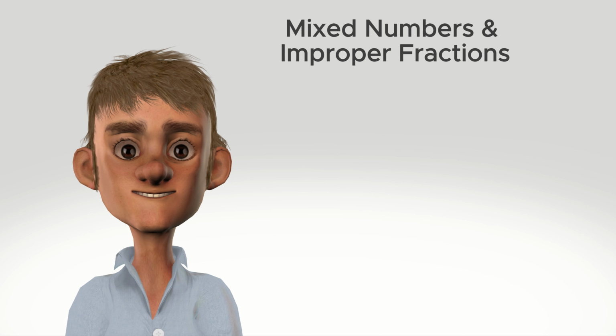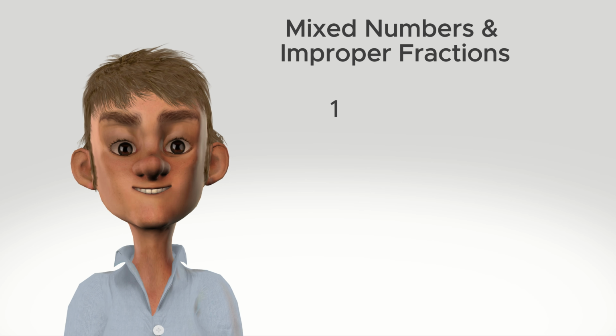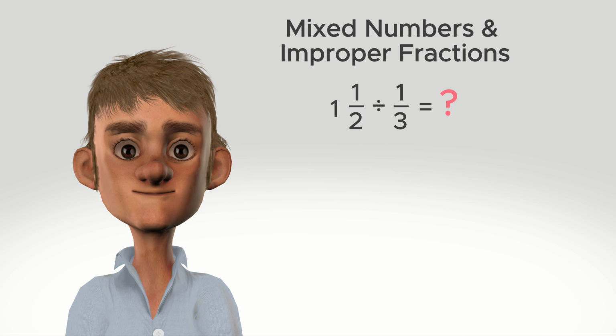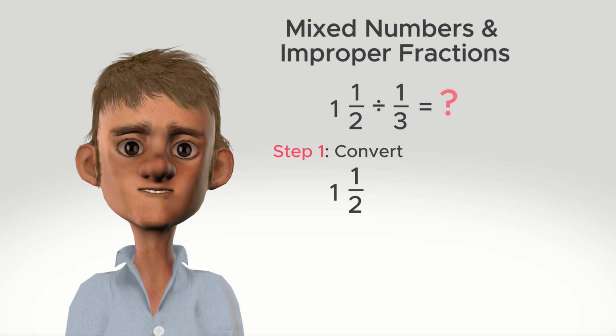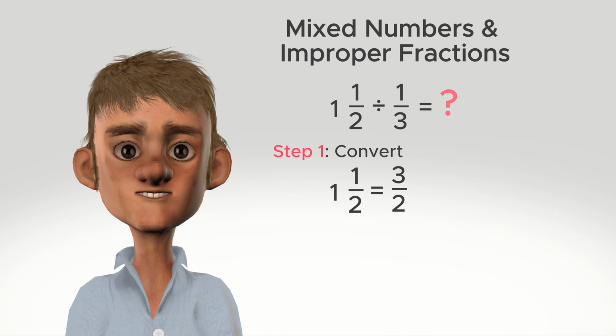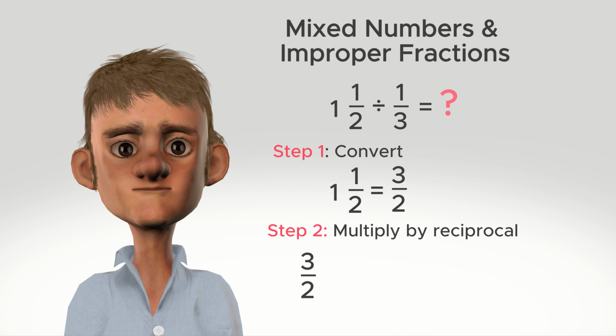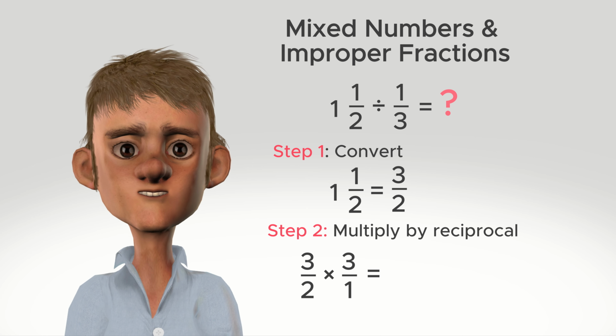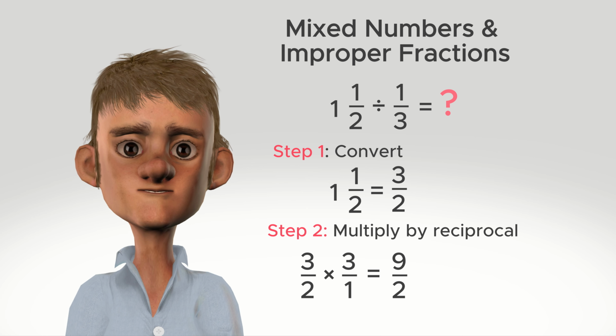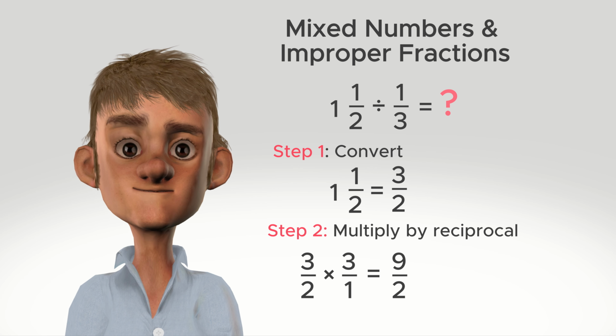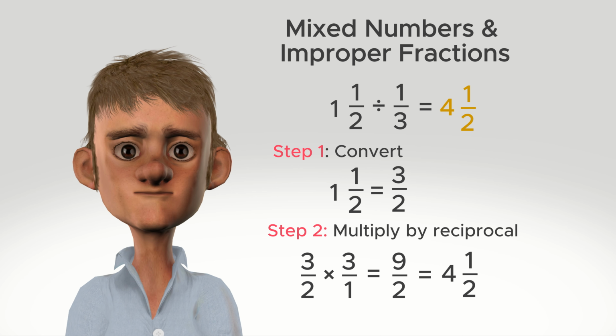Mixed numbers and improper fractions. Example, what is 1 1/2 divided by 1/3? Step 1. Convert 1 1/2 to an improper fraction, which is 3/2. Step 2. Multiply by the reciprocal. 3/2 times 3 over 1 equals 9/2. Convert to a mixed number. You get 4 1/2, or 4.5.